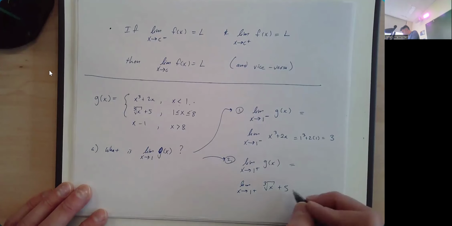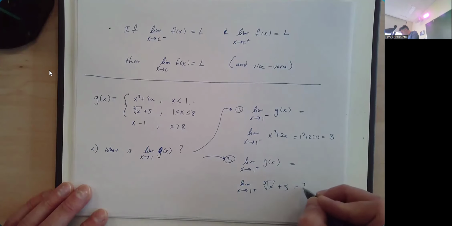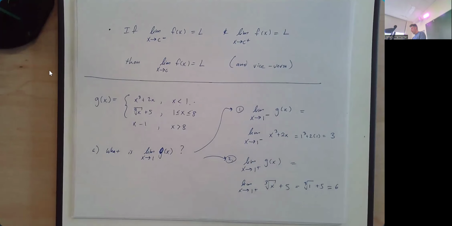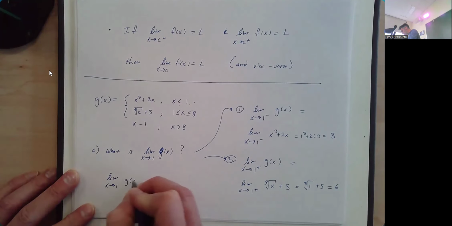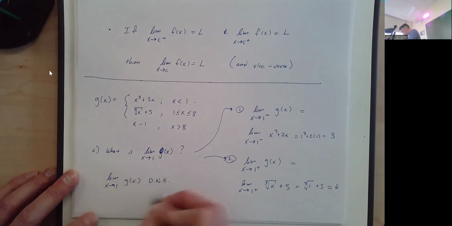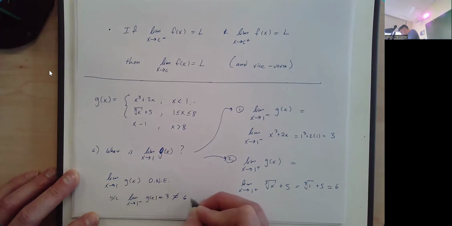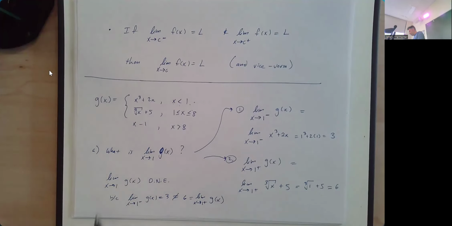And if I plug in 1 for x, that's the cube root of 1 plus 5, which is 1 plus 5, which is 6. And those aren't the same. 3 and 6 are not the same number. That means the limit as x approaches 1 of g of x does not exist, because the limit as x approaches 1 from the left is equal to 3, and that's not equal to the limit as x approaches 1 from the right, which is 6. You probably don't need to write all this explanation out on the bottom here, but that is why this limit doesn't exist. The left-hand side and the right-hand side are not the same value.